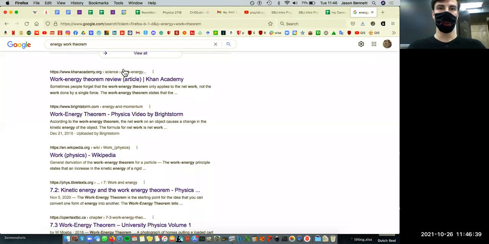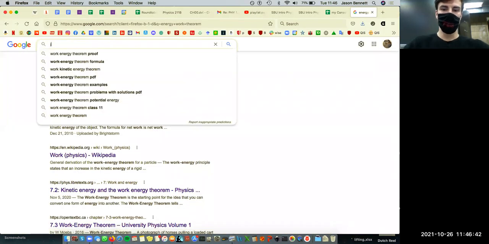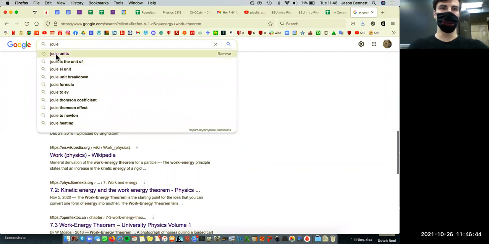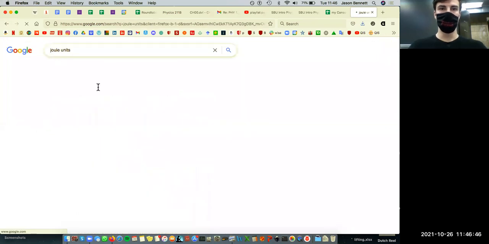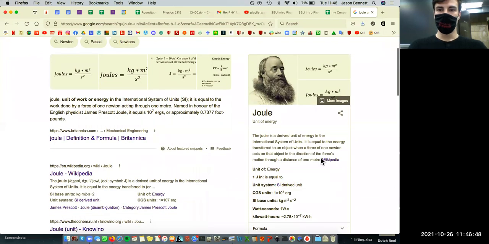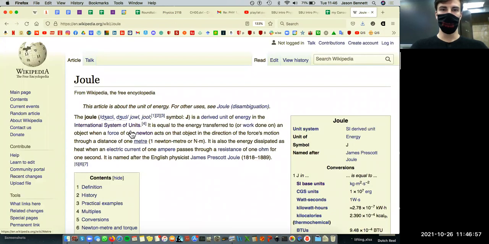So if I go over here, Wikipedia is the best for this. Joule units, you can see I type it all the time. Joule and Newton units are by far my most Googled things. It's actually already there.